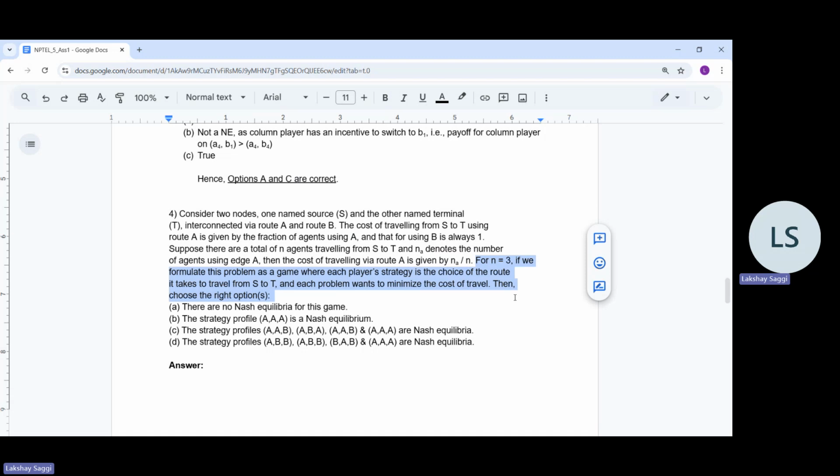Now we can think of this as a Nash equilibrium game where each player wants to minimize the cost of travel. Basically, if all of the agents try to go through B, then there is always an incentive for at least one agent to switch to A because A is currently empty. If one agent goes through A, then the cost of using A will be only 1/3. I'm not going to write down the proper maths for this, but we can just discuss it. So we have to choose the right option. There is no Nash equilibrium for this game. Okay, maybe we'll come to this option later because right now we don't know if there is one or not.